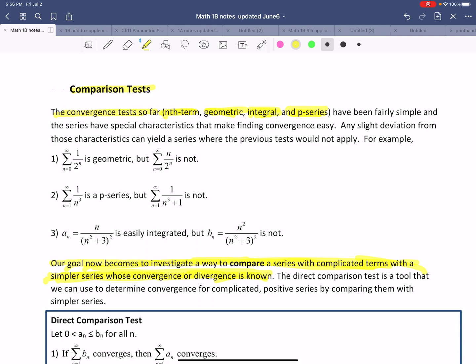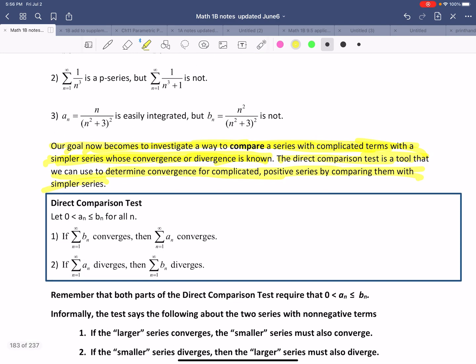known. The direct comparison test is a tool we can use to determine convergence of complicated positive series by comparing them with simpler series. Direct comparison test: let a_n and b_n satisfy 0 less than or equal to a_n less than or equal to b_n for all n. If the sum of b_n converges, then the sum of a_n also converges. If the sum of a_n diverges, then the sum of b_n also diverges. That means if the bigger one diverges, we cannot say anything about the smaller one.